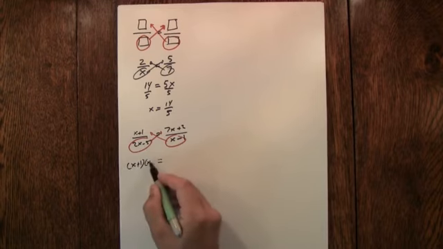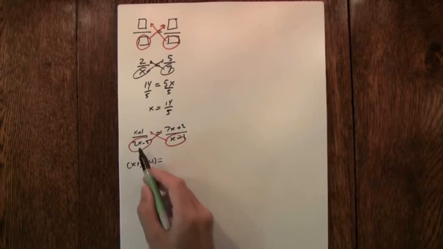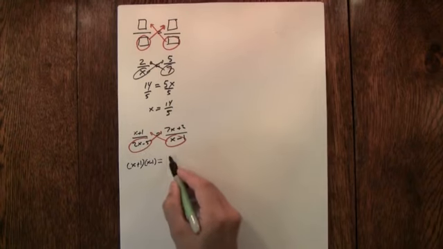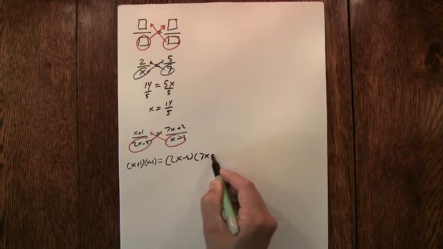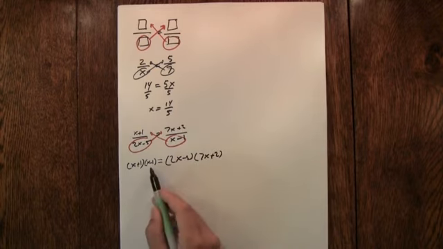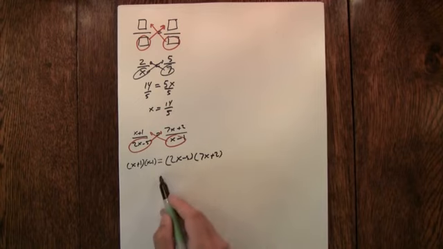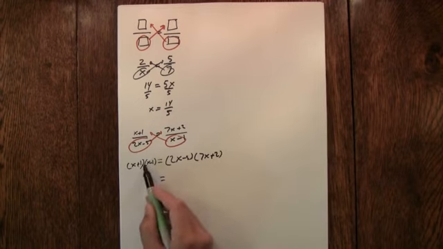Times x minus 1, right? This guy comes up here and multiplies this. So we got 2x minus 5 times 7x plus 2, right? Sorry if this is a little bit too small. So all we do now for this type of problem is multiply this out, and that's foiling.